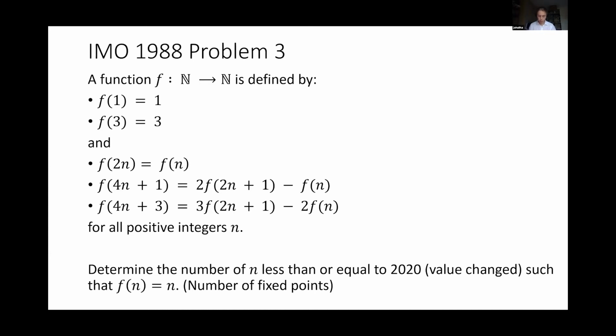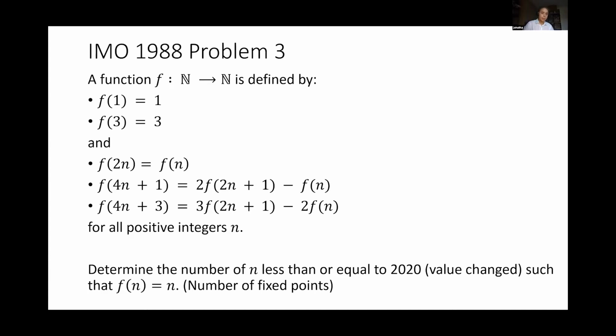For example, to calculate f of 9, we use the second one to get that f of 9 is 2 times f of 5 minus f of 2. And we will need to find the number of fixed points, that is the number of values such that f of n equals n.